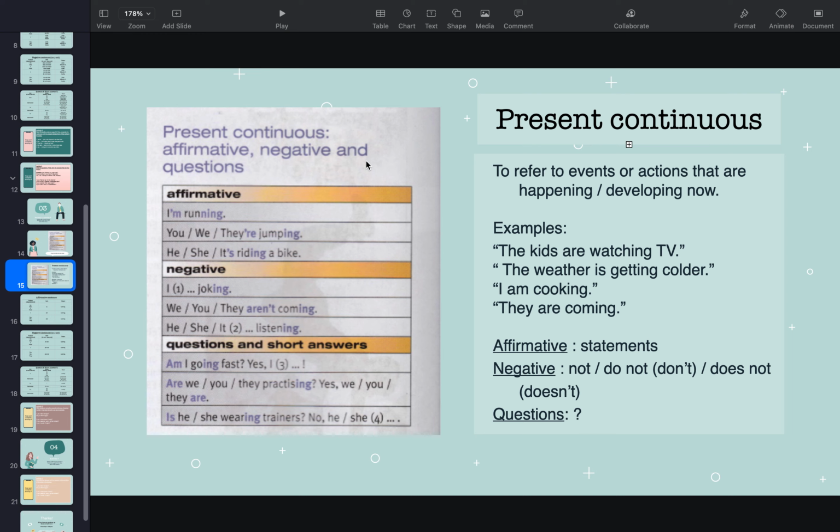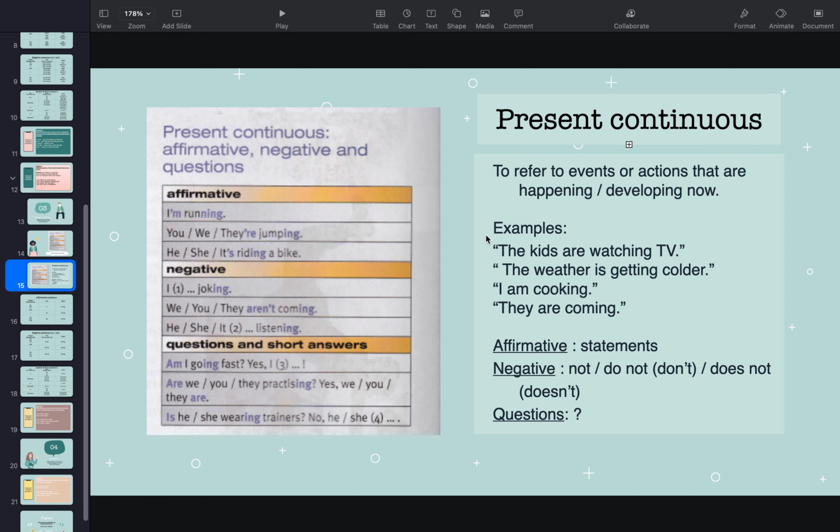Okay, present continuous is used to refer to events or actions that are happening or developing now. Present, sekarang. Continuous, bersambung. Apa maksud dia? Dia kita pakai bila kita nak cakap pasal events atau actions atau kejadian yang sedang berlaku sekarang, sedang berkembang sekarang. Okay, tengah buat sekarang ni. I am talking right now. Okay, I am talking. Saya sedang bercakap.